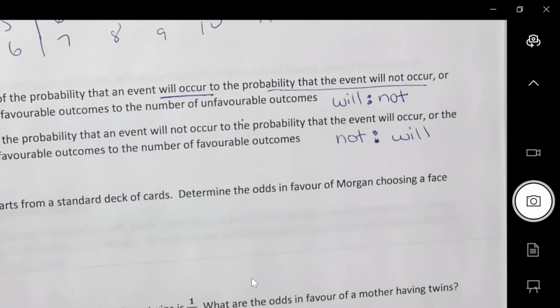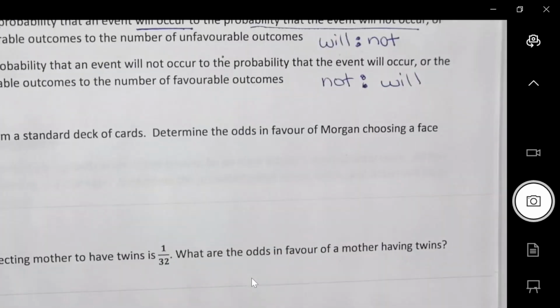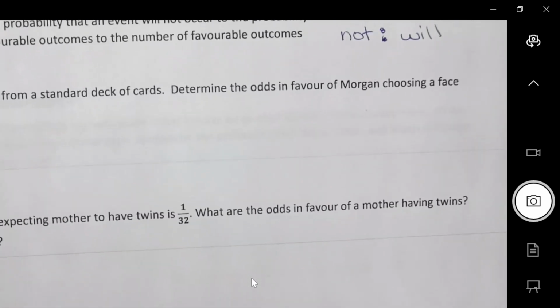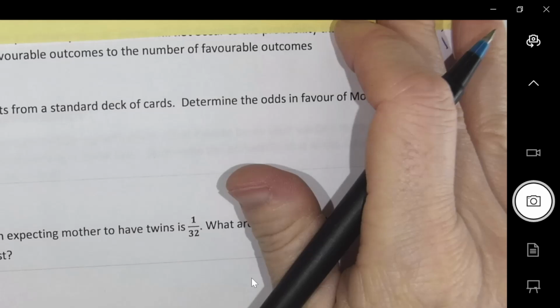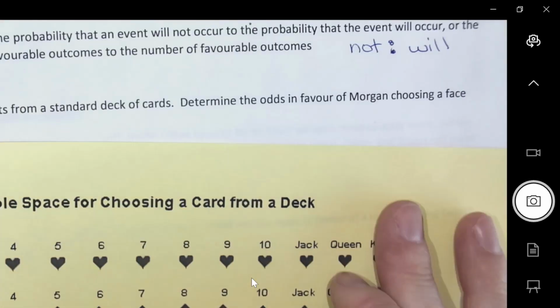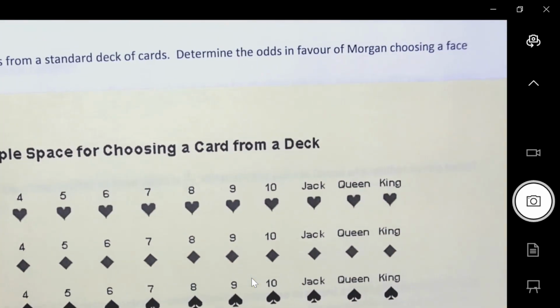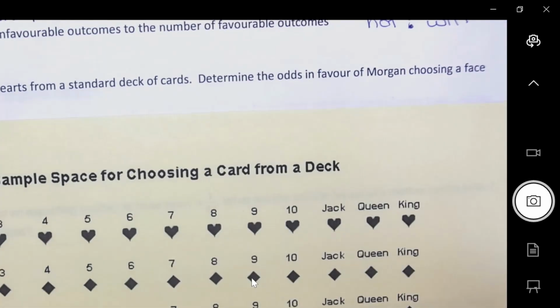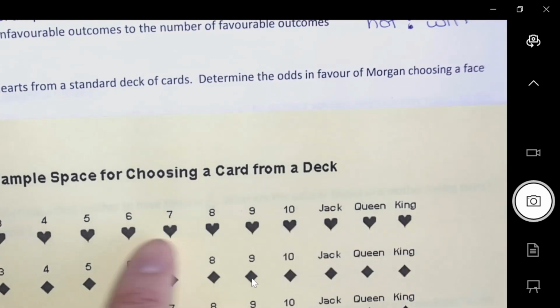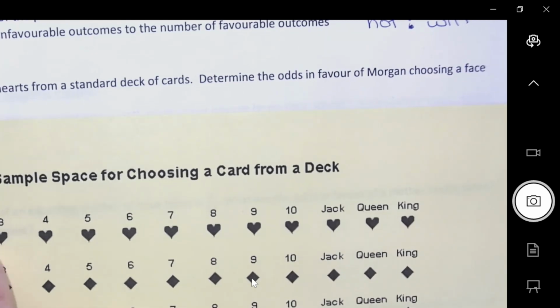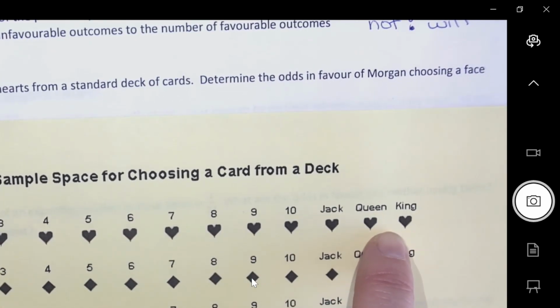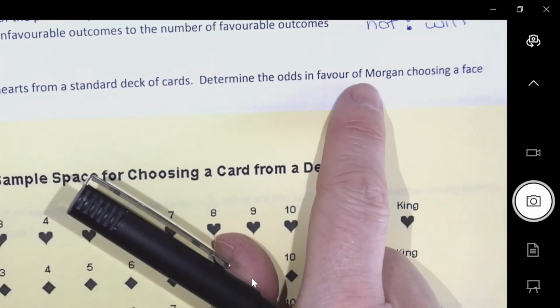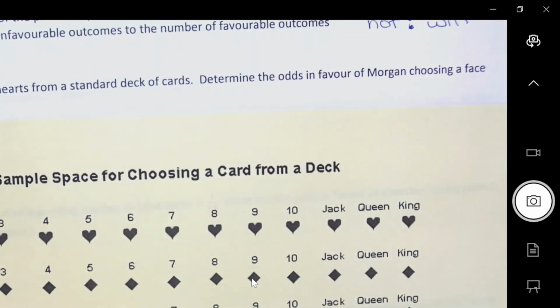Okay, so we have a card question. I gave you a card sample space so you can look at it. Sally is holding all of the hearts. So this is what she has in her hand. She just has these 13 cards in her hand, okay? Hearts. Determine the odds in favor of her choosing a face card.